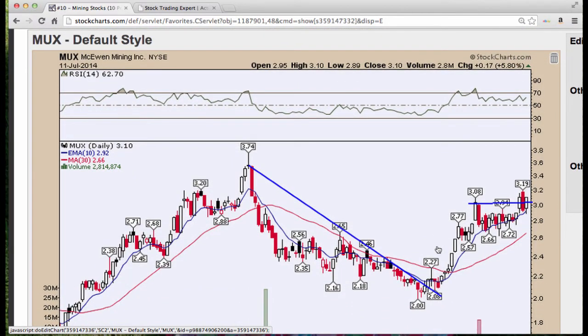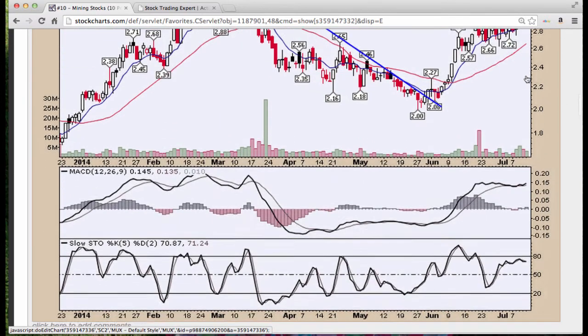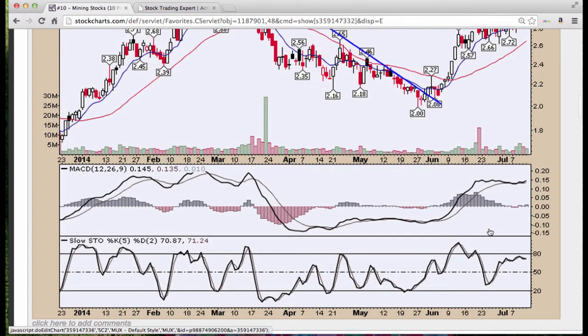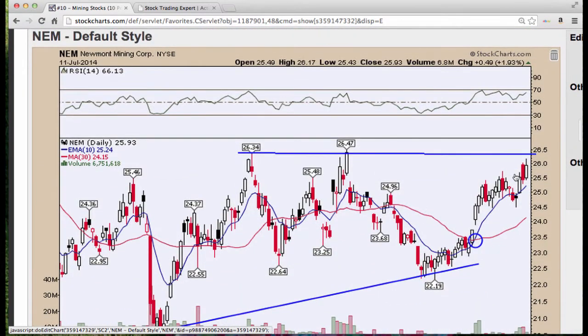MUX, McEwen Mining. Downtrend, broke trend, crossover, flag pattern, moving along the 10 period. Now we're starting to move higher as well. Note RSI. Stochastics recycled, led MACD higher, and now we're starting to see better price action.